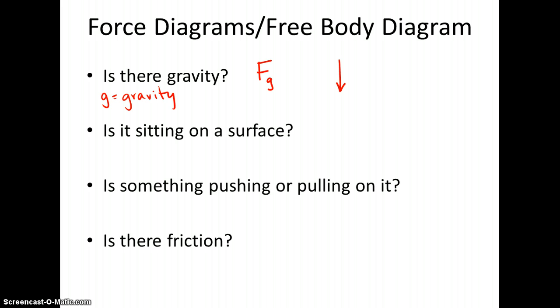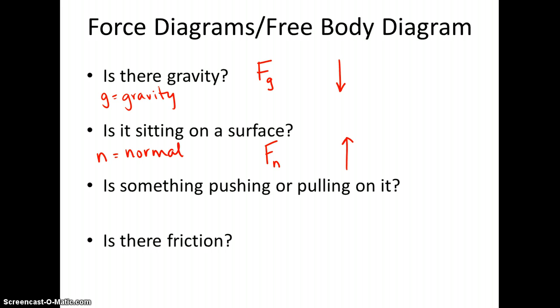Next question is it sitting on a surface? An object that's sitting on a surface is actually being pushed up by that surface, and we call that normal. So this pushing up of the surface onto the object is considered a normal force. For that reason, we say Fn. Again, N stands for normal, and in that case, it's an arrow pushing up.